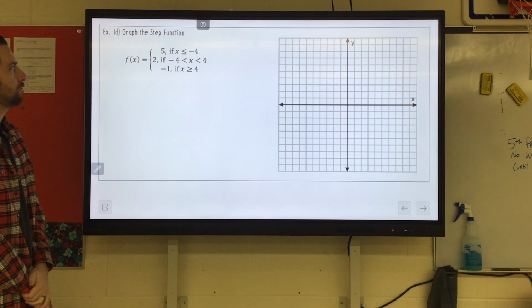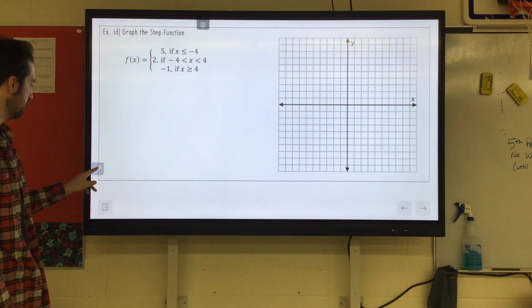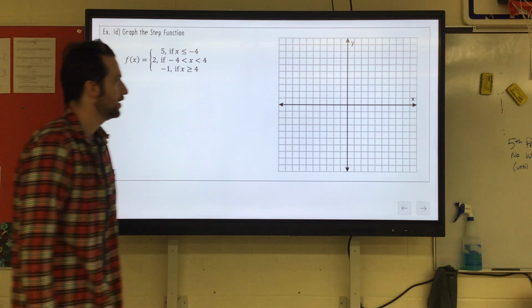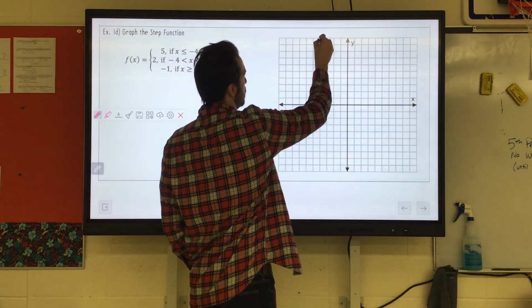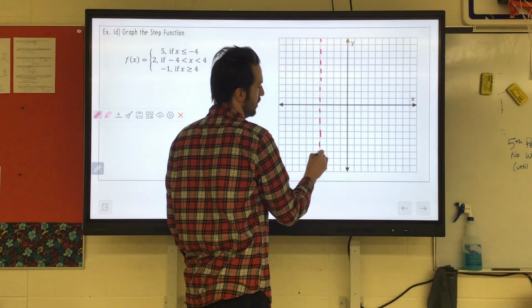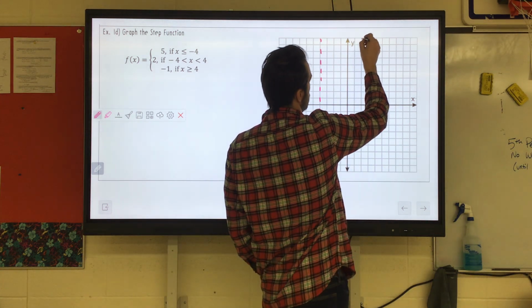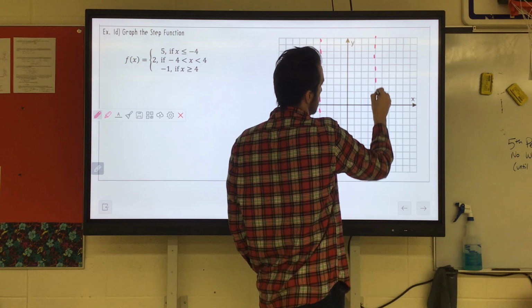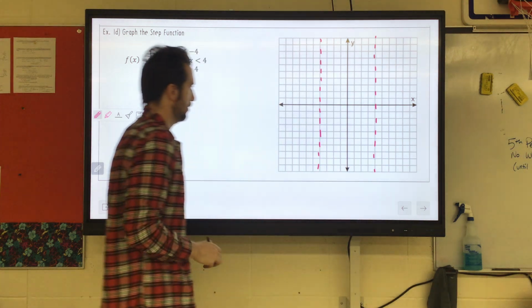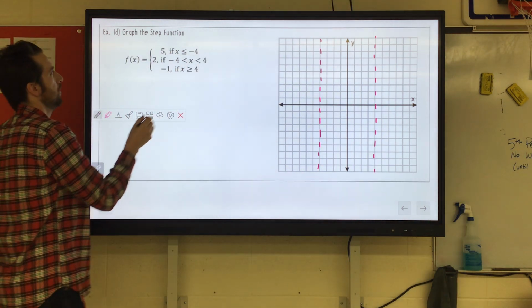Ooh, all right, we're going from -4 to 4. So I'm going to give myself an invisible vertical line at -4 and +4. 1, 2, 3, 4. All right, we're ready to go.